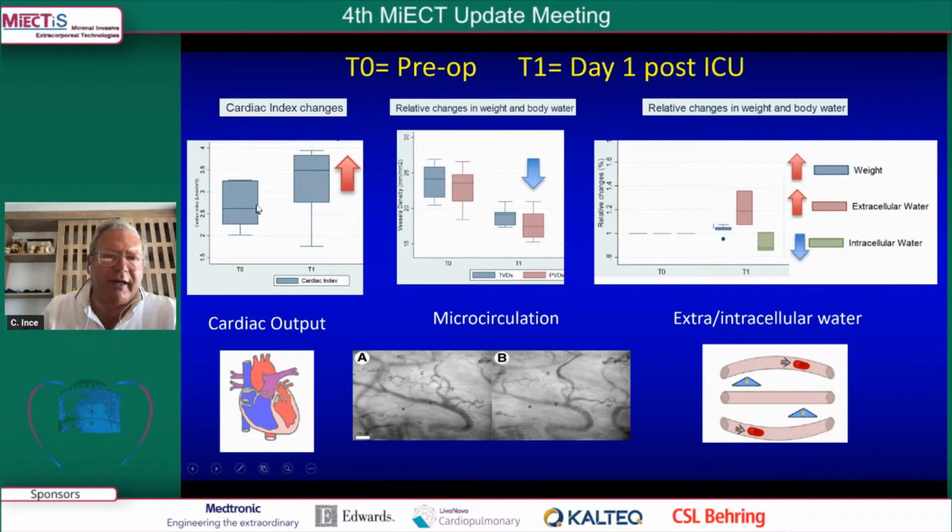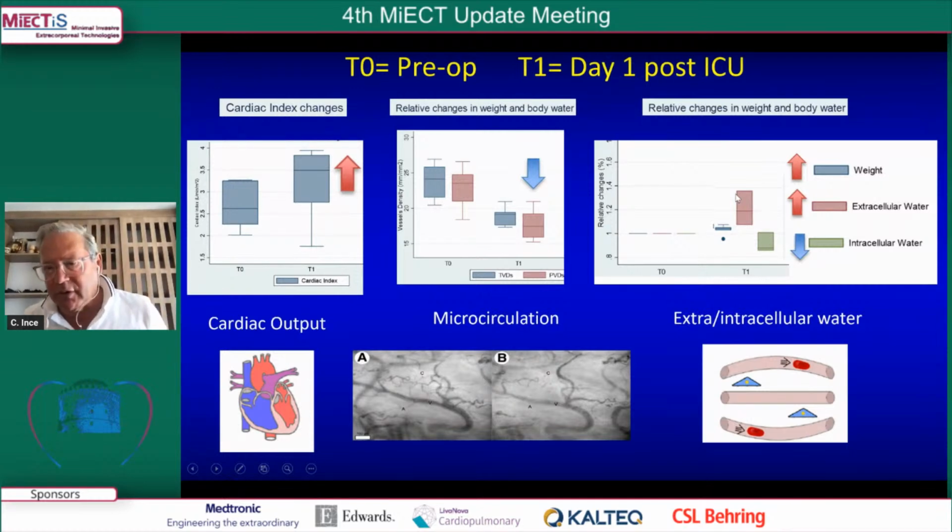What you see here up on the left is indeed what happens when you give fluids: exactly what you hope, an increase in cardiac index. But just because you've increased the cardiac index, it has a disastrous effect on everything downstream. Because as you can see here, you get a lot less red blood cells in the tissues, dilution. But the most interesting is, where does that fluid go?